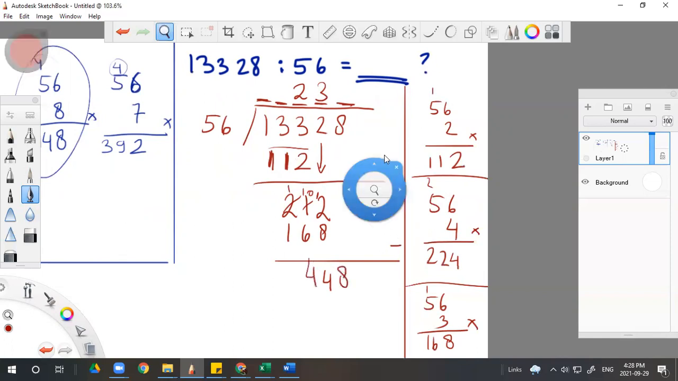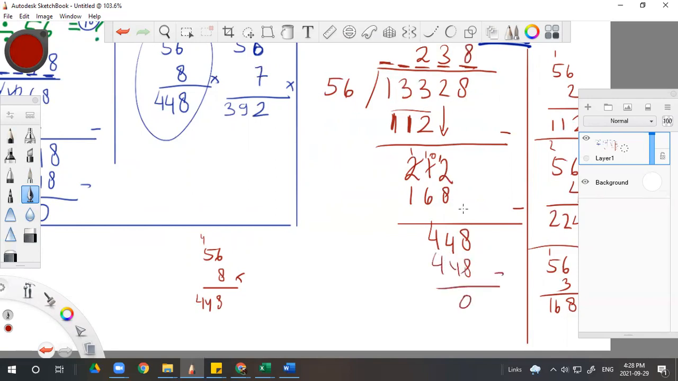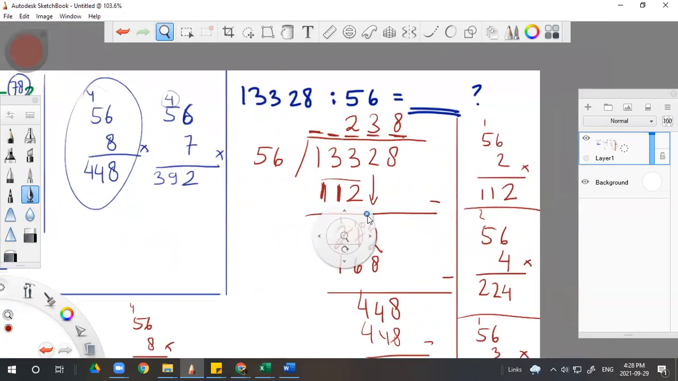Ah, okay, we still don't have the answer. So let's try to multiply 56 by something that can get 448. Okay, 8 then. You multiply. 8 times 6 is 48. 8 times 5 is 40. 40 plus 4 is 44. Okay, that's easy. So you put 8. So the answer will be 238.